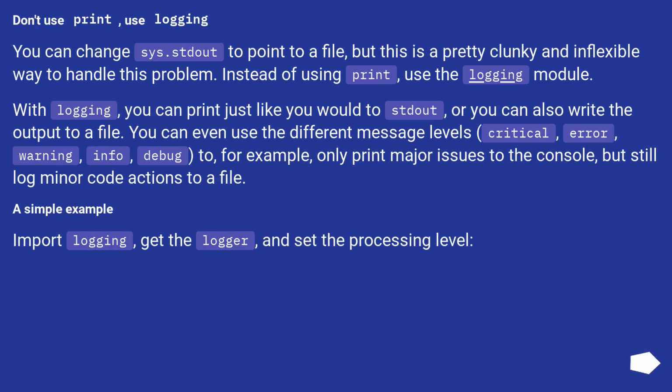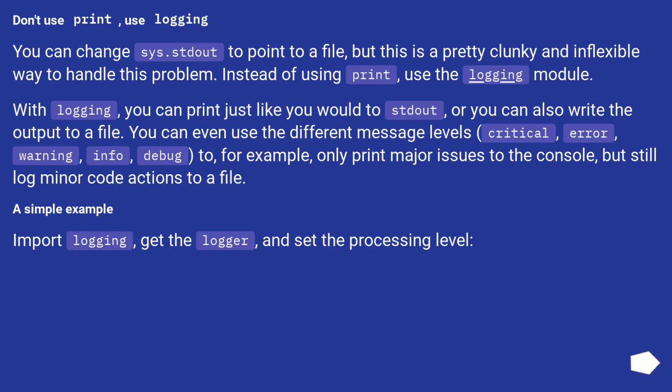Don't use print, use logging. You can change sys.stdout to point to a file, but this is a pretty clunky and inflexible way to handle this problem. Instead of using print, use the logging module. With logging, you can print just like you would to stdout, or you can also write the output to a file. You can even use the different message levels: critical, error, warning, info, debug, to, for example, only print major issues to the console, but still log minor code actions to a file.